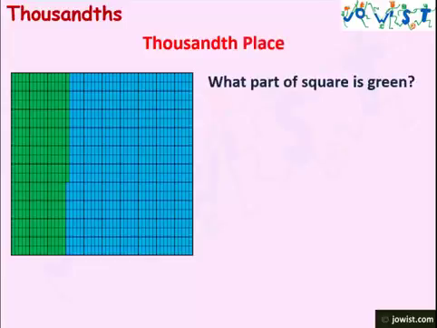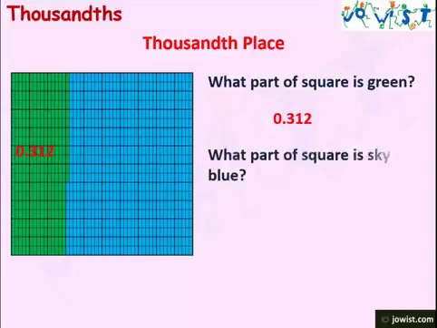Now, what part of square is shaded green? From our calculation, we know that there are 312 rectangles which are shaded green. Therefore, it can be represented as 312 divided by 1000. It is equal to 0.312. Therefore, 0.312 part of square is shaded green.